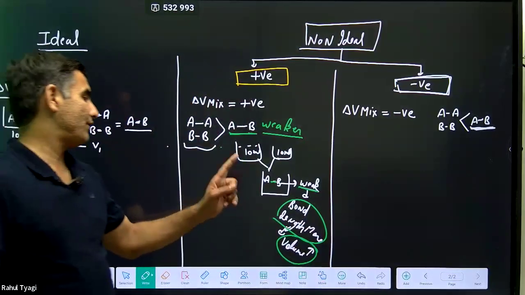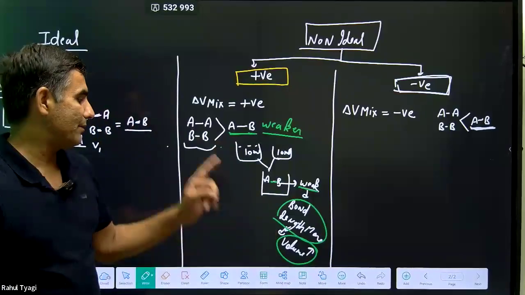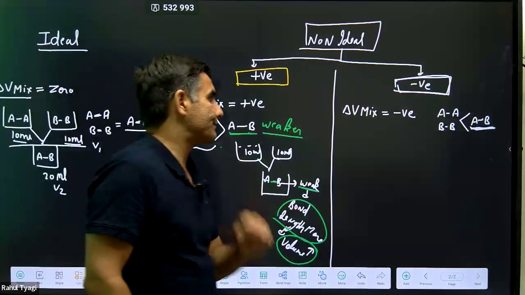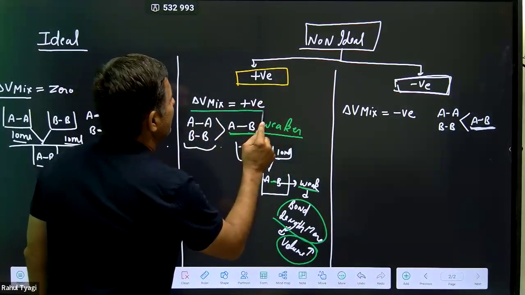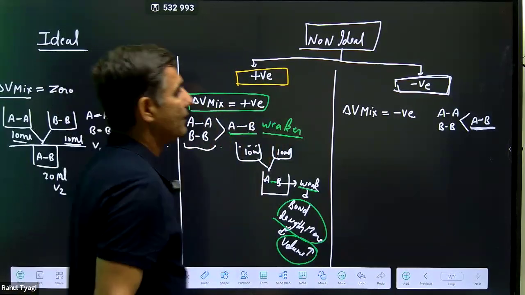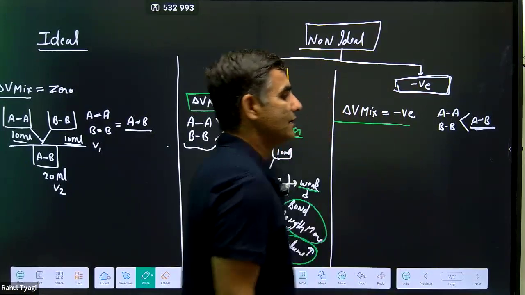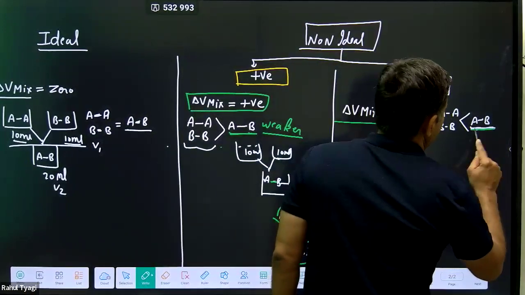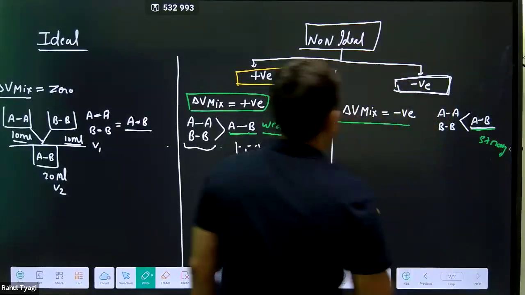If suppose this is the weak bond, then it means bond length will be more. Bond length will be more, then volume will be more. That's why delta V mixing will be positive. And second point, delta V mixing is equal to negative. Negative means the new bond is strong bond. New bond is strong bond.